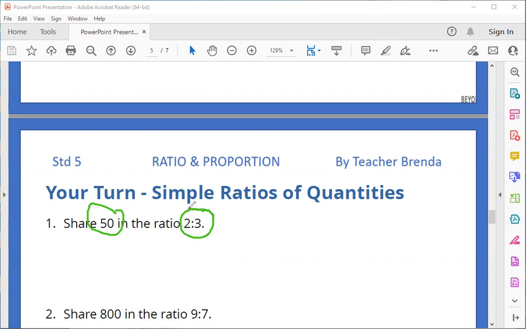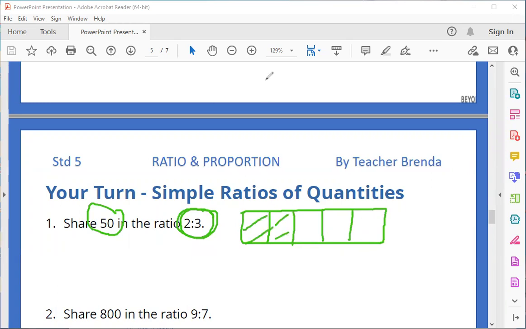Very simple. Get the total first. What is the total parts here? Draw. If you do not know, you draw your fractions. Okay. So 2 parts. And then the other one is 3 parts. Okay, this is your 3 parts. This is 2 over 5. This is 3 over 5. And you're going to take your 50 and divide into how many parts altogether? 5 parts. So what is 50 divided by 5?